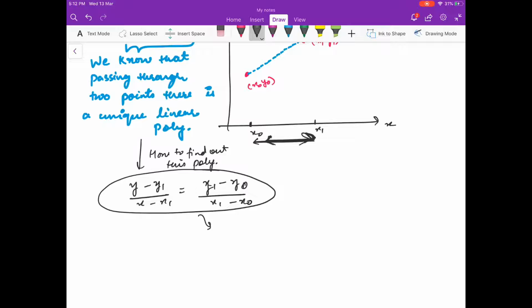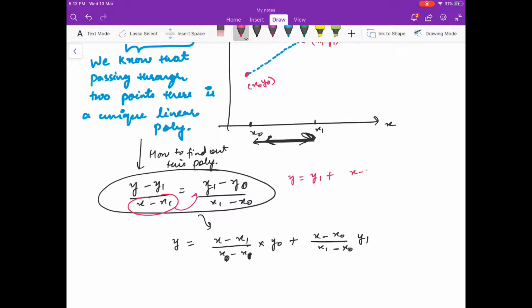I'm just rewriting this equation. So I have y is equal to, I'll write it first and then you can verify, (x minus x1) upon (x0 minus x1) into y0 plus (x minus x0) upon (x1 minus x0) into y1. So you can see that you can just take this on the other side. You have y is equal to y1 plus (x minus x1) upon (x1 minus x0) into y0.